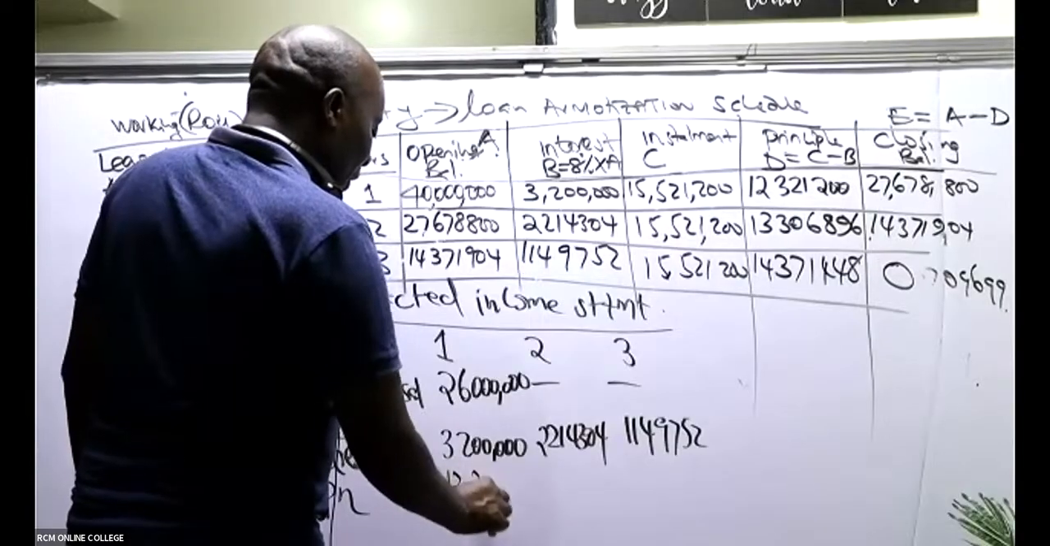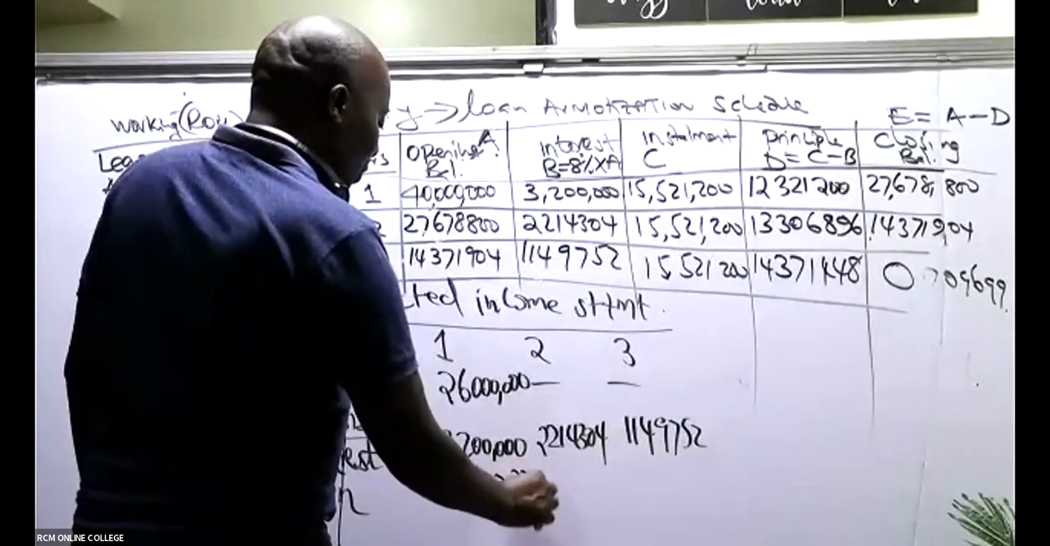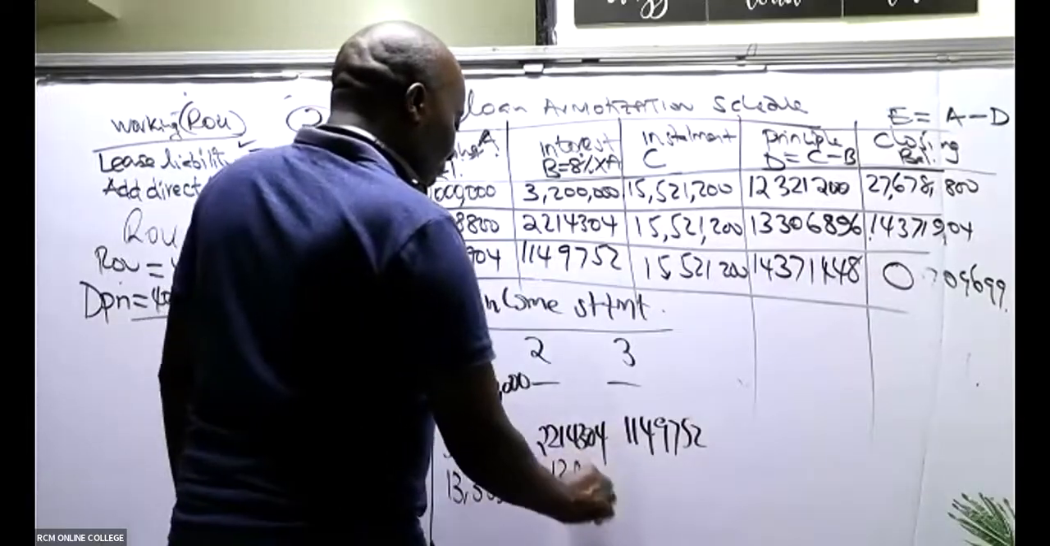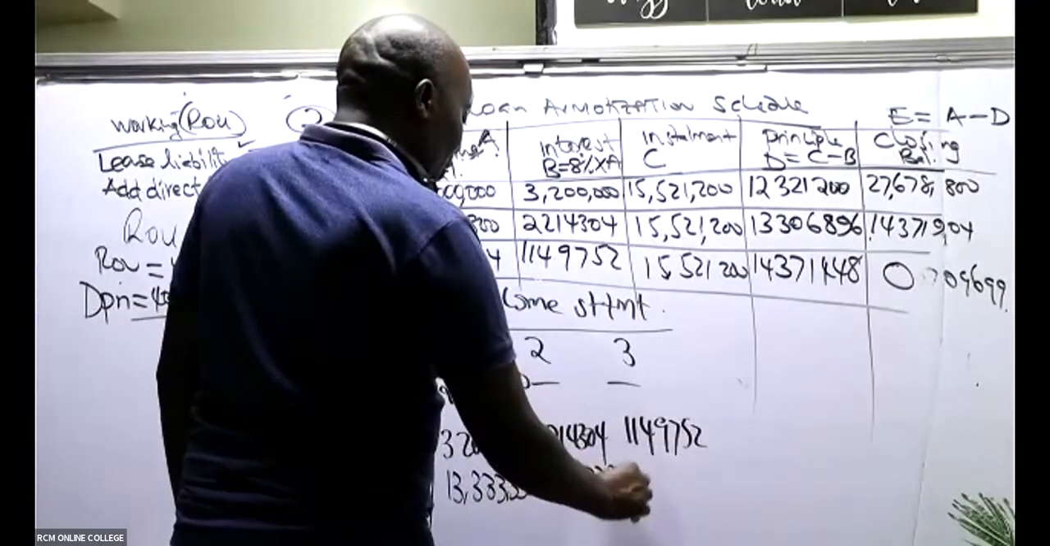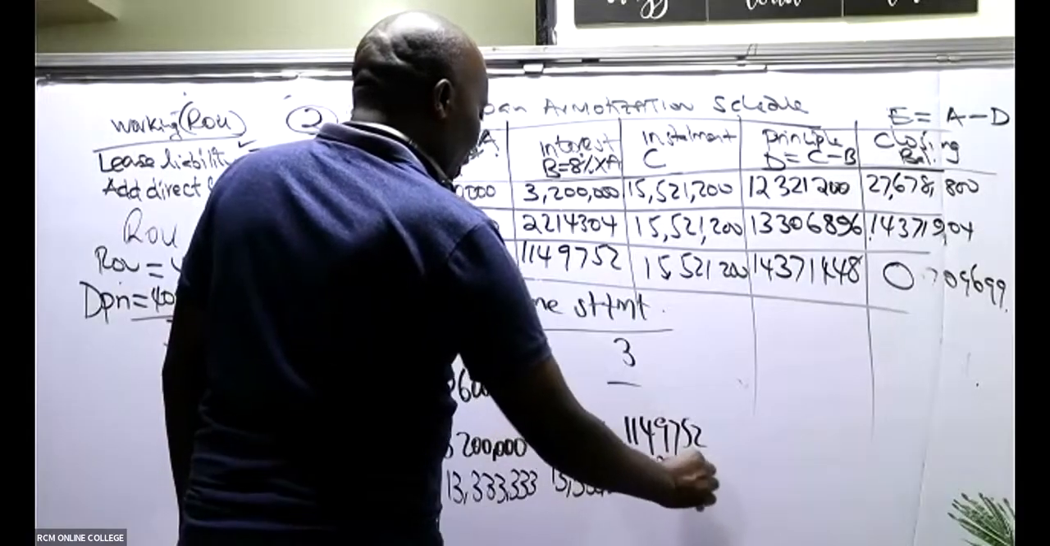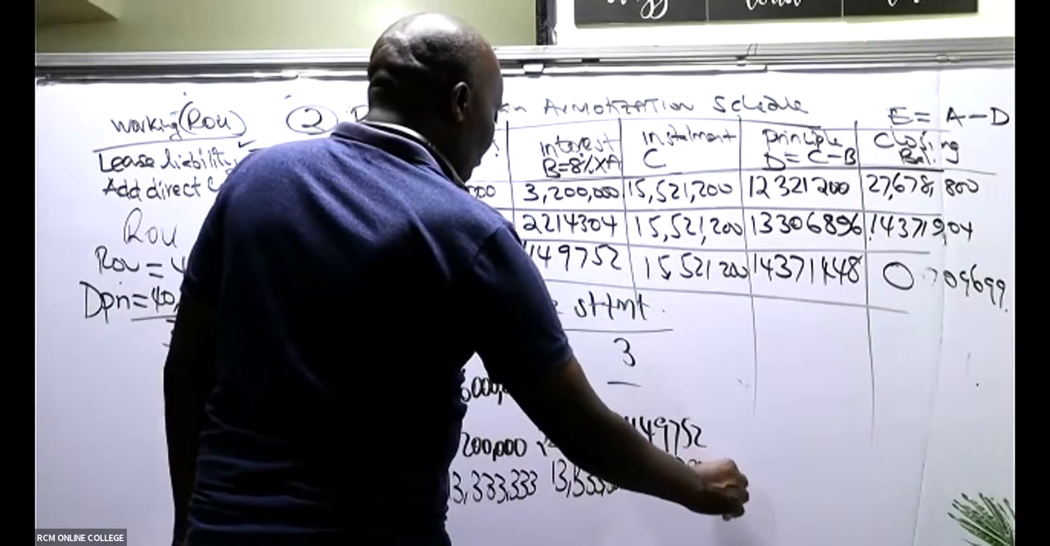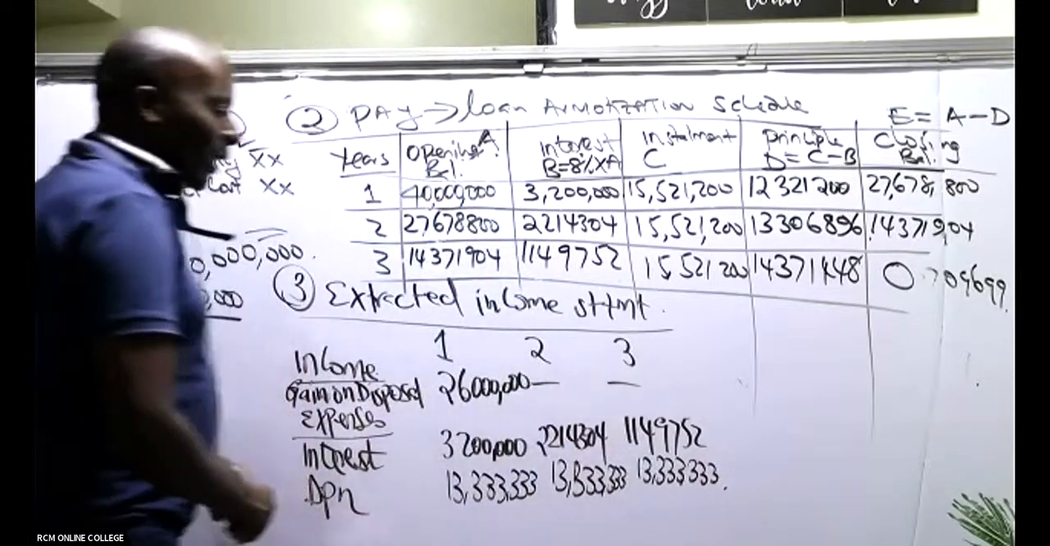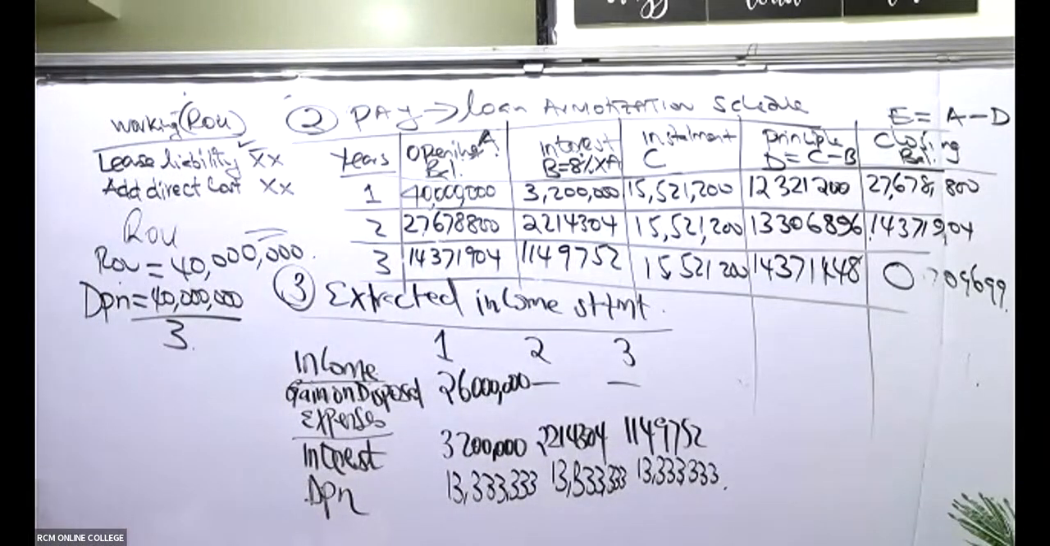So like that, 13,333,333 each year. And now you are through with your extracted income statement. These are the numbers that you'll be able to take to your full income statement, pertaining to your leased asset.